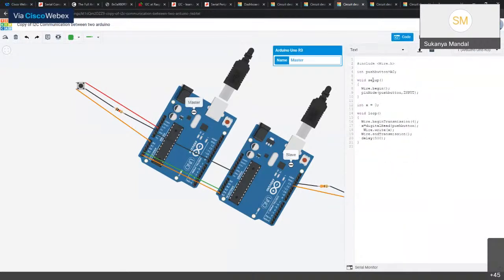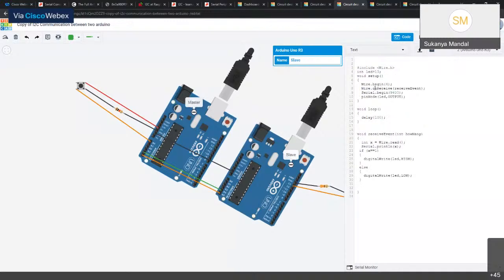On the master side, we have configured the push button to A0. In void setup we use the Wire library. We specified a variable int x equal to 0. Then in the loop, Wire.beginTransmission, then x = digitalRead, just reading from the push button. Wire.write(x). Wire is a library, which is why we need to specify it. Then we end the transmission with a delay of half a millisecond.